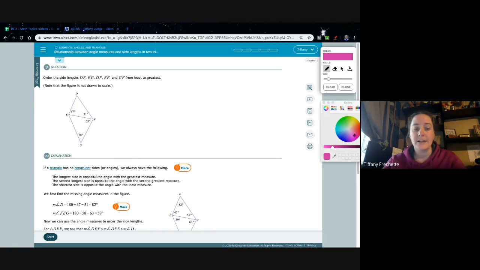The longest side is opposite the angle with the greatest measure, the second longest side is opposite the angle with the second greatest measure, and the shortest side is opposite the angle with the least measure. So we can figure this out based on these three guidelines. We also need to remember the triangle angle sum theorem.